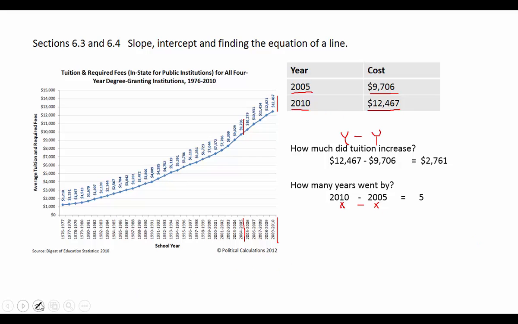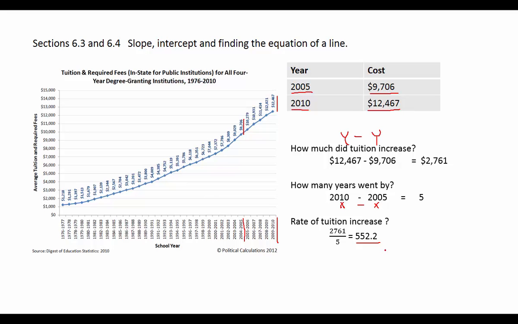So what was the rate of increase? How much did tuition increase every year? If it went up by $2,761 over 5 years, how much did it go up every year? Well, you would divide to find that rate. So to find the rate of tuition increase, I'm dividing the total that went up by over 5 years, and I'm dividing that by the 5 years. And I get an increase of about $552.20 per year.